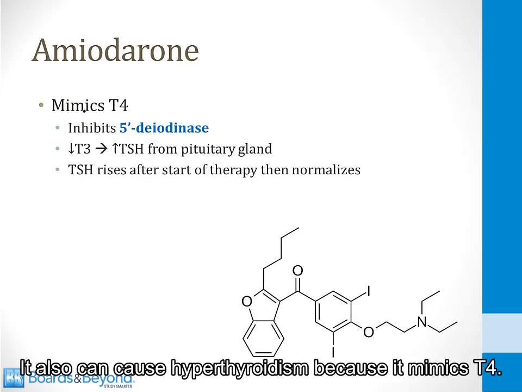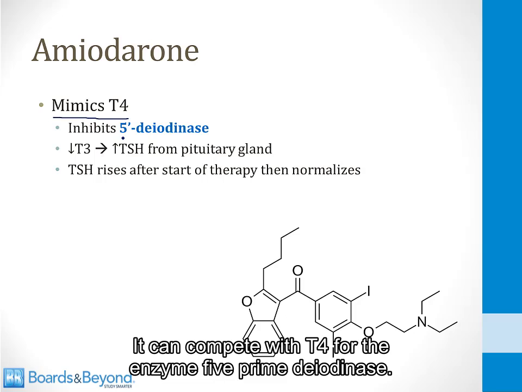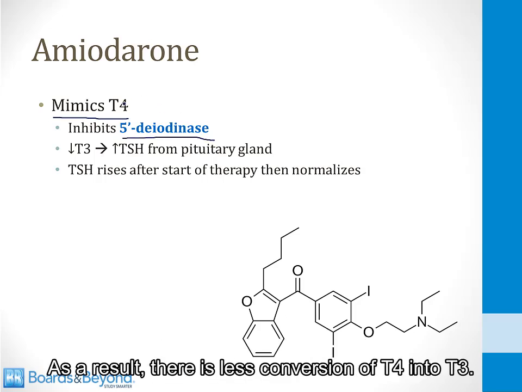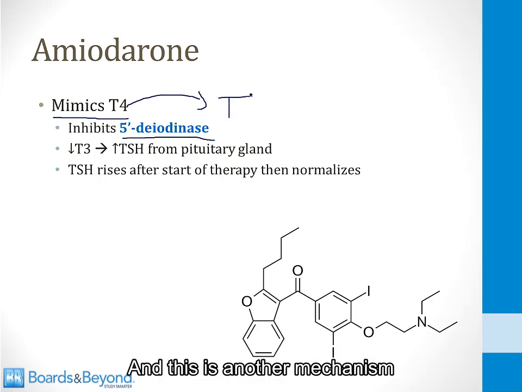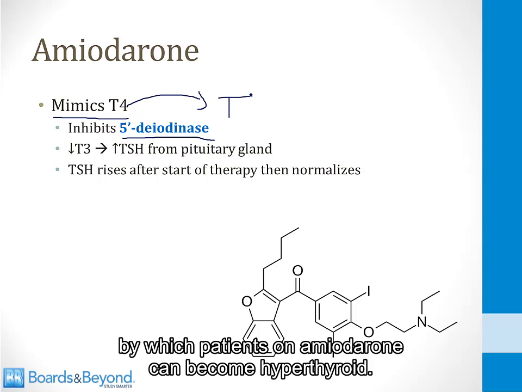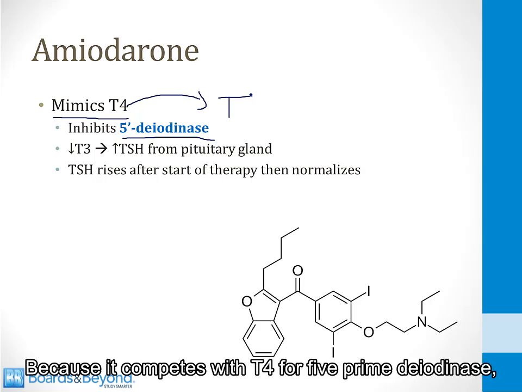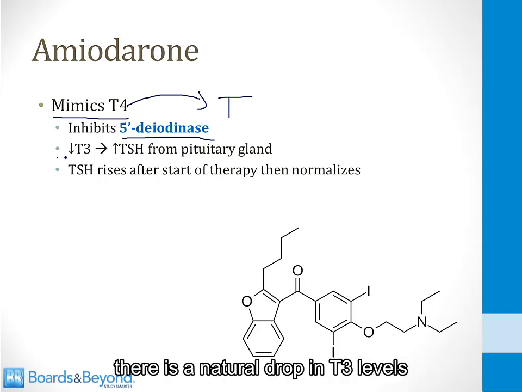It also can cause hypothyroidism because it mimics T4. It can compete with T4 for the enzyme 5' deiodinase. As a result, there is less conversion of T4 into T3, and this is another mechanism by which patients on amiodarone can become hypothyroid. Because it competes with T4 for 5' deiodinase, there is a natural drop in T3 levels in patients who take amiodarone.